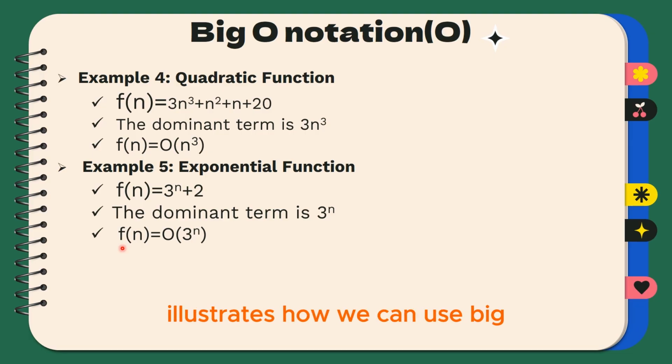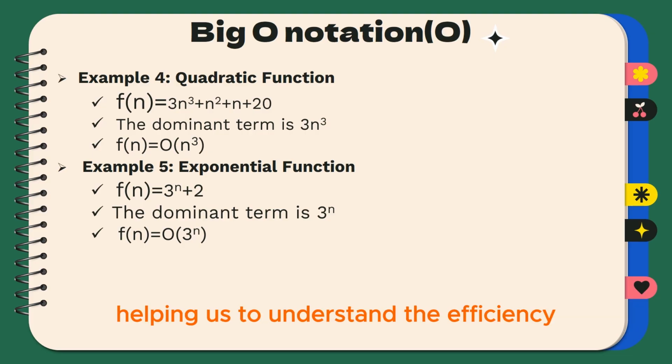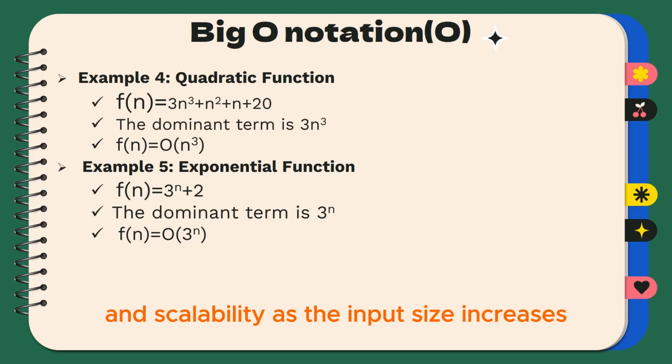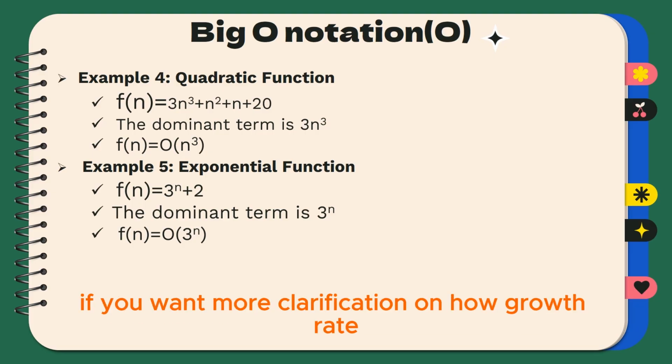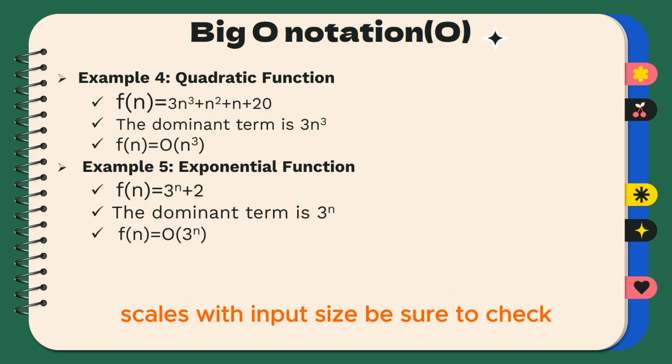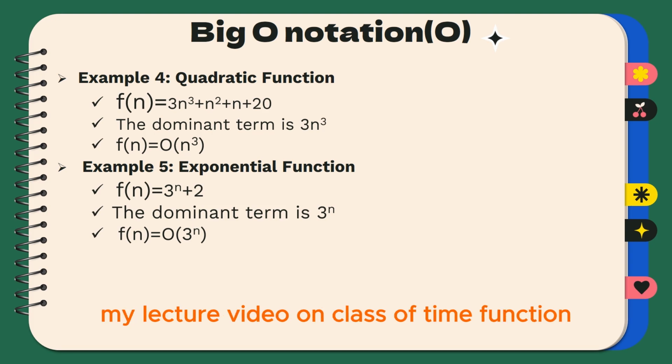This example illustrates how we can use big O notation to classify the growth rate of different functions, helping us to understand their efficiency and scalability as the input size increases. If you want more clarification on how growth rate scales with input size, be sure to check my lecture video on class of time function.